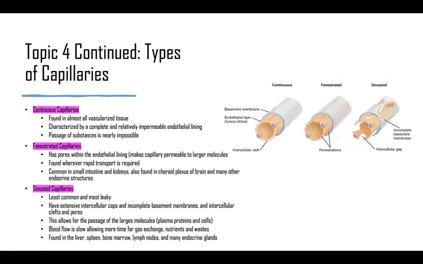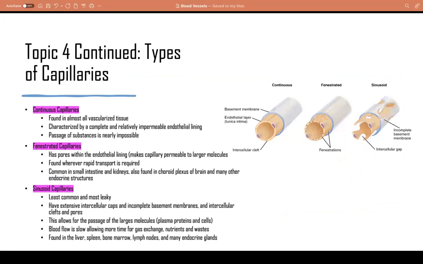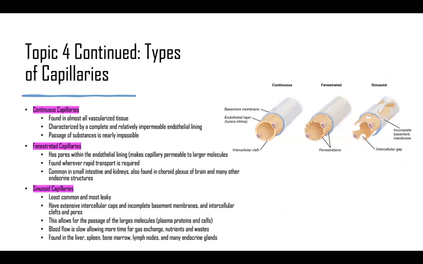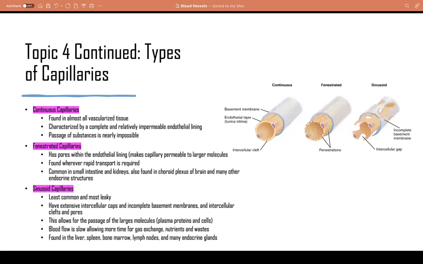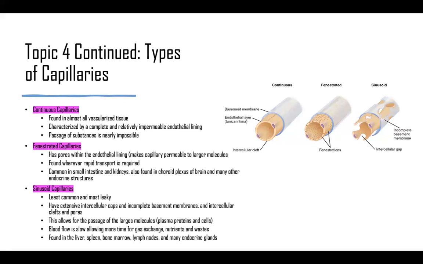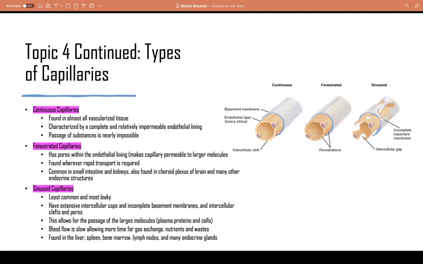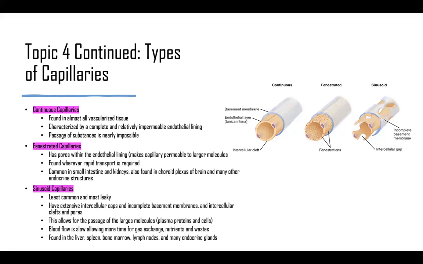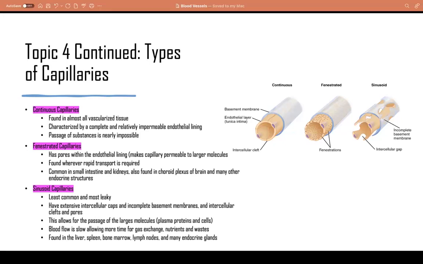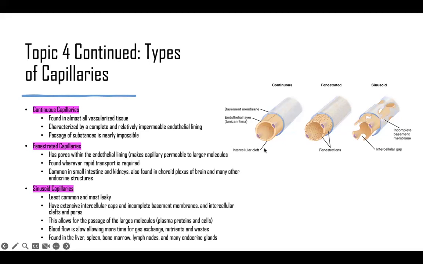And we're going to continue on the topic of capillaries again, but we're going to be talking about the 3 different types of capillaries, and they go in order from least leaky to the most leaky. So we have continuous, fenestrated, and sinusoid capillaries. Continuous capillaries are the most common type. They are found in almost all vascularized tissue. They are characterized by a complete and relatively impermeable endothelial lining. In continuous capillaries, endothelial cells are held together with tight junctions and just a few intercellular clefts, as we can see right here on the image.